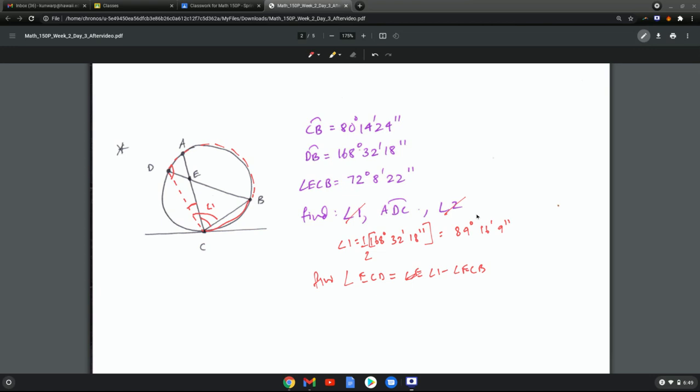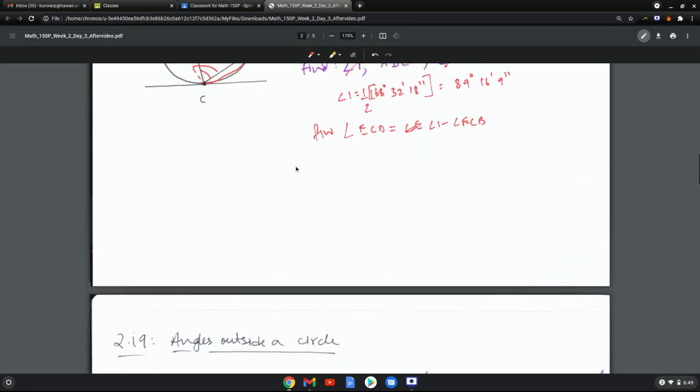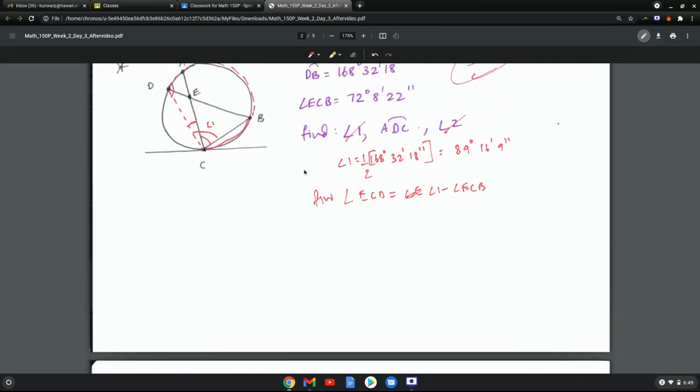Okay, I think I'm missing some information in this problem. So for now, you can skip this, and I will post something related to this problem later. Okay, in the next video, we're going to look at angles outside a circle.